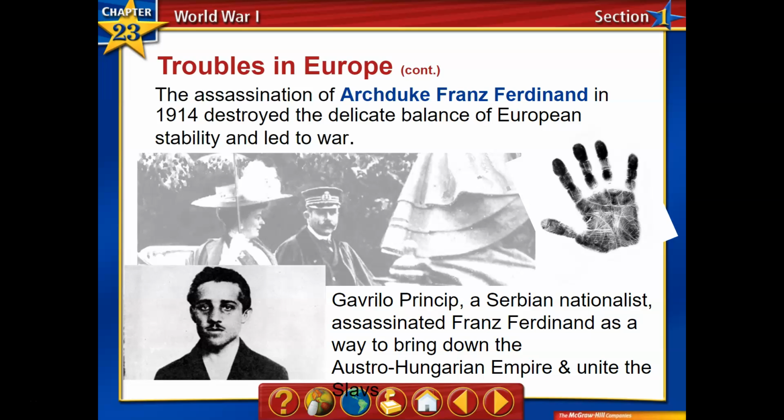And he, as a part of a group called the Black Hand, is actually partially there by accident because Franz Ferdinand's driver makes a wrong turn, and Princip happens to be on the street and shoots him along with his wife at very close range. And so he ends up assassinating him because he wants to essentially help bring down this Austro-Hungarian Empire, and he wants to unite the Slavic people together. And he thinks by doing this, he can upset the balance of power. And he does, in many ways, light the powder keg.